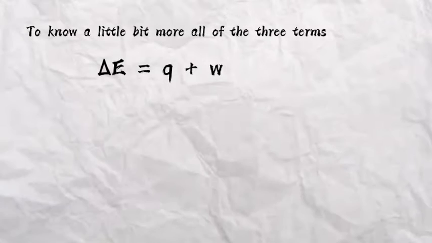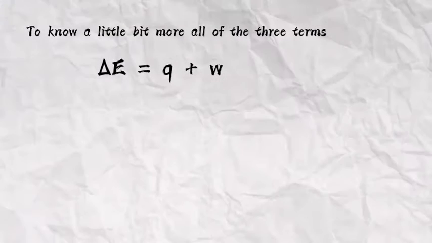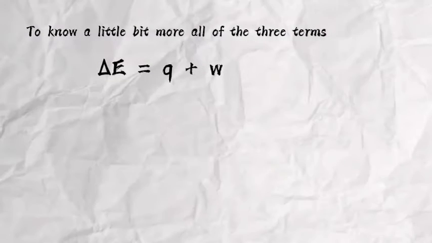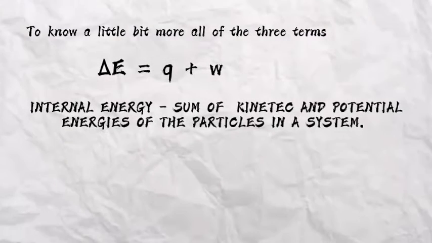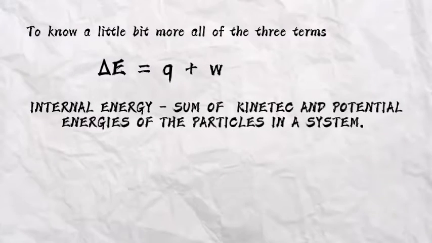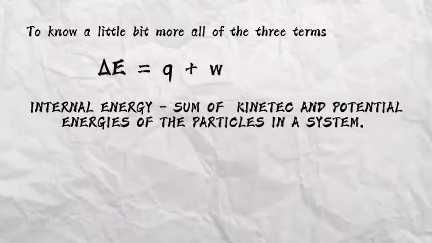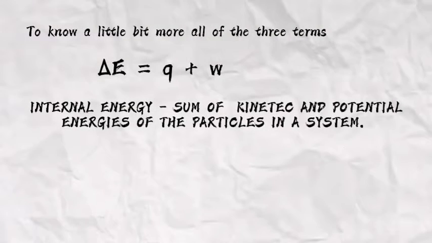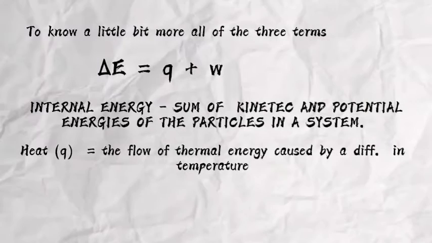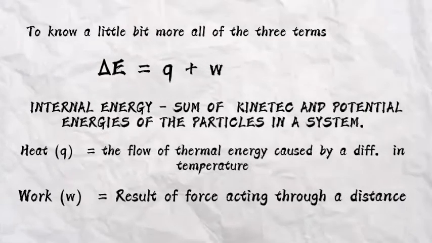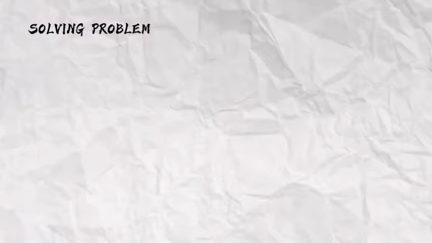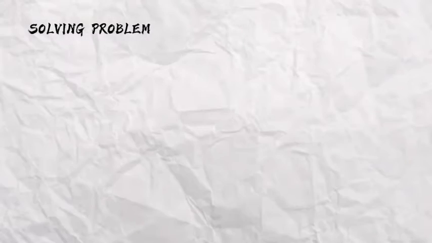Let's go ahead and define all three of these terms. Again, delta E, the change of internal energy, is the sum of kinetic and potential energies of the particles. Heat is the flow of thermal energy caused by a difference in temperature. Work is the result of force acting through a distance. Let's try to solve the problem.